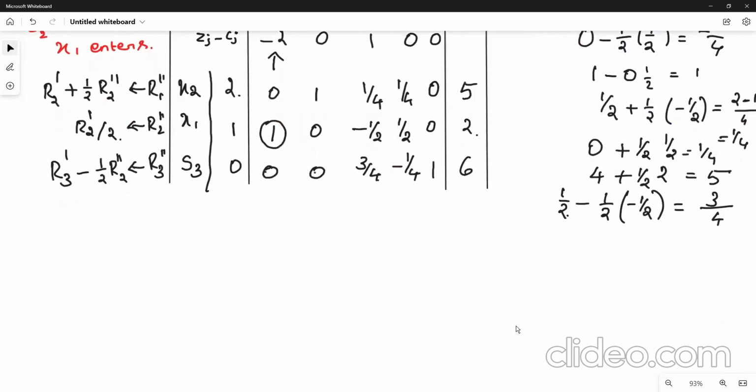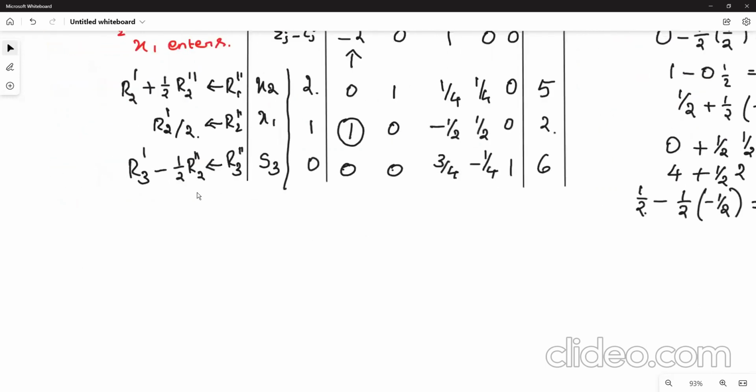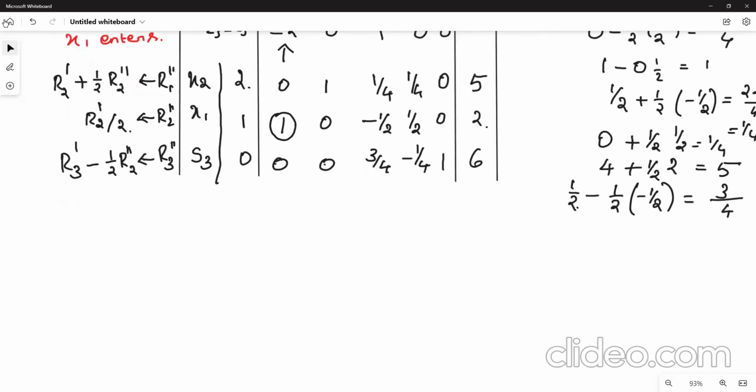Next, I have to find Zj and then Zj minus Cj. So first let us find Zj. What is Zj? 2 into 0 plus 1 into 1 plus 0 into 0. That is 1. 2 into 1 plus 1 into 0 plus 0 into 0. That is 2. 2 into 1 by 4 plus 1 into minus 1 by 2.